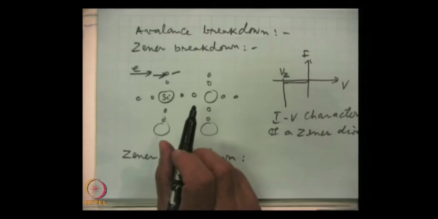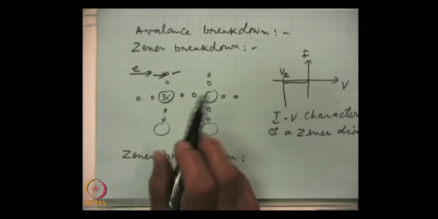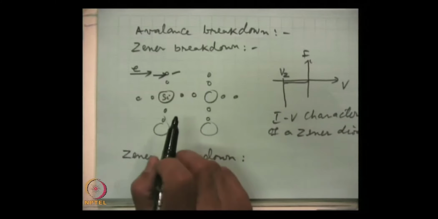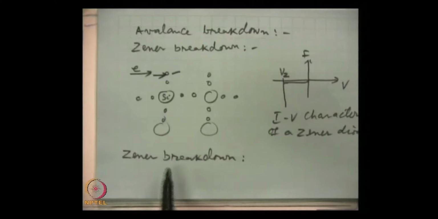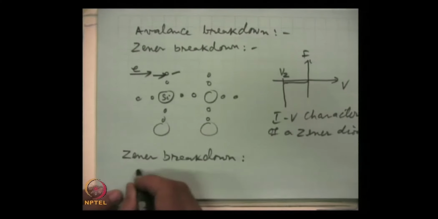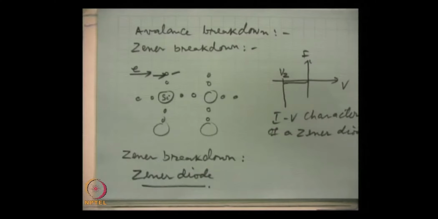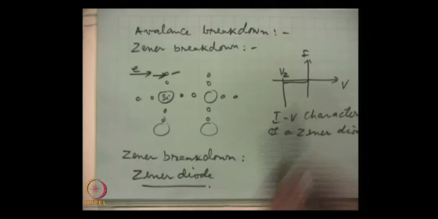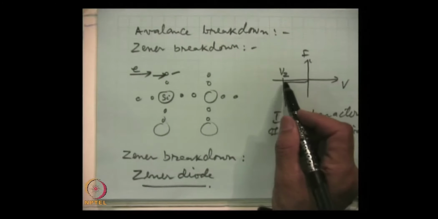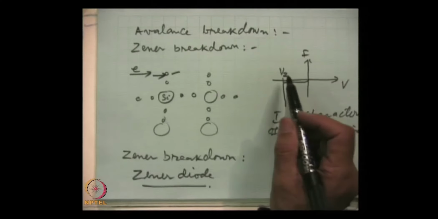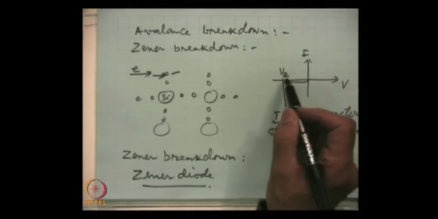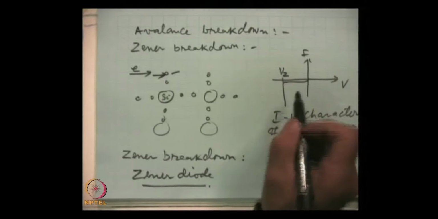But a very important thing: whether the process is avalanche breakdown or Zener breakdown, the diode is always called a Zener diode. Remember that a Zener diode will have a well defined breakdown voltage, which is known, as I said, as the Zener voltage.